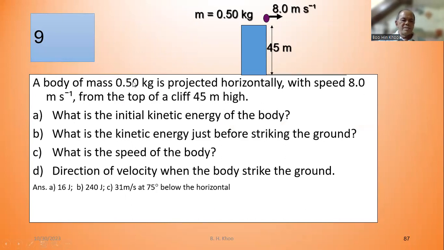A body of mass 0.5 kilogram is projected horizontally, that's your body or object, with a speed of 8 meters per second from the top of a cliff 45 meter high. What's the initial kinetic energy? What's the kinetic energy just before it strikes the ground? We're interested in the kinetic energy here and here, before it strikes the ground. What's the speed of the body?